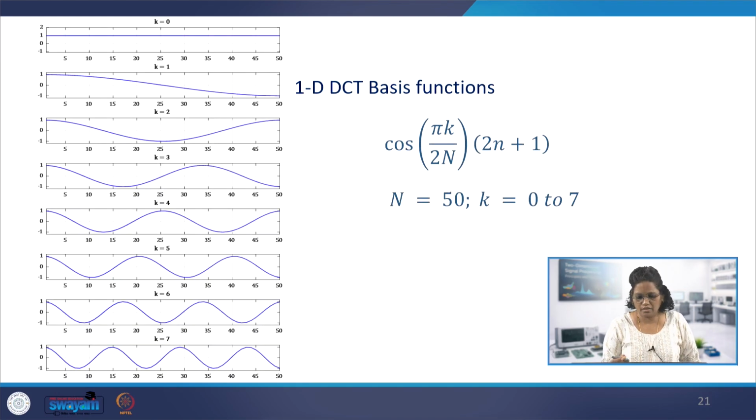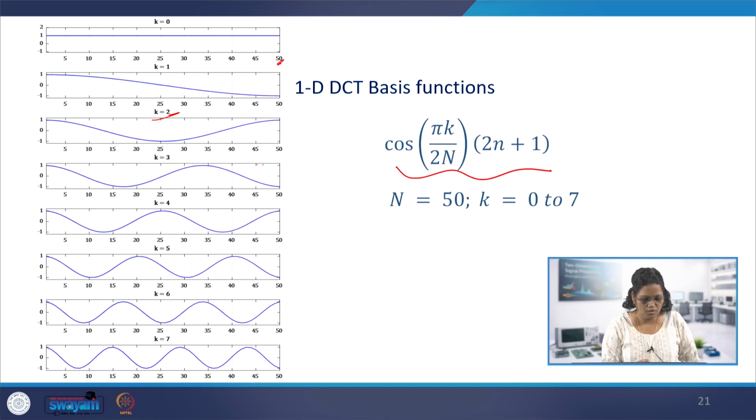So the basis function, if we understand, is cos of pi k by 2N times (2n plus 1), which is used for the correlation of the sequence x of n with this to get the DCT coefficient. So when we want to extract the fundamental, second, and so on, here it is plotted for N equal to 50, with k varying from 0 to 7. K equal to 0 is DC, and unlike DFT, k equal to 1 is not giving the fundamental. You can see k equal to 2 is representing the fundamental, which is because of this factor.